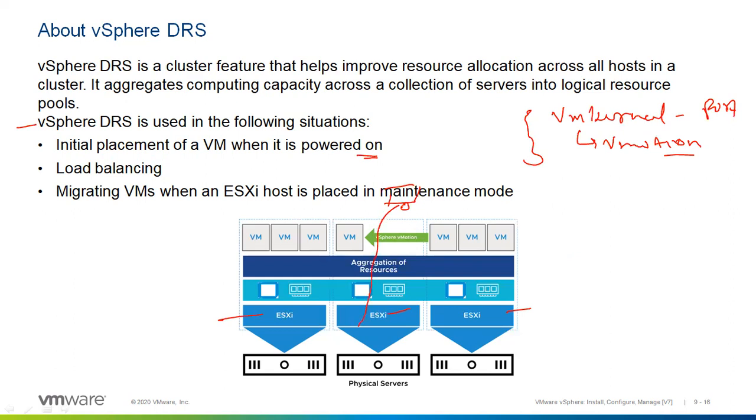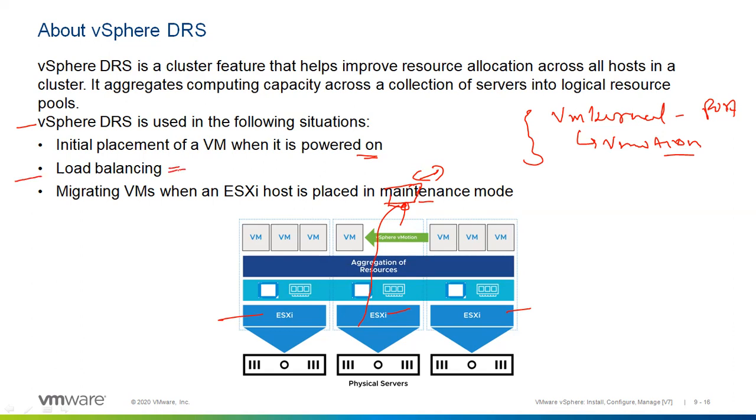It will power on the host which is less used from the perspective of resources, CPU and memory. So that's why it gives the best placement to that VM, so that the VM can get optimized resources. Second feature, it does load balancing.